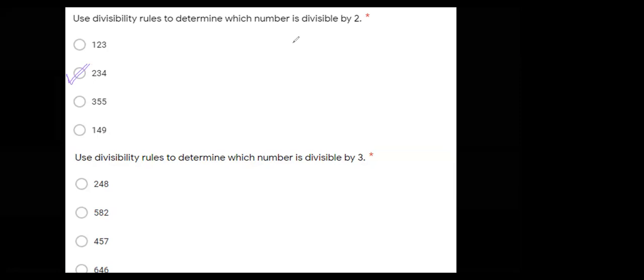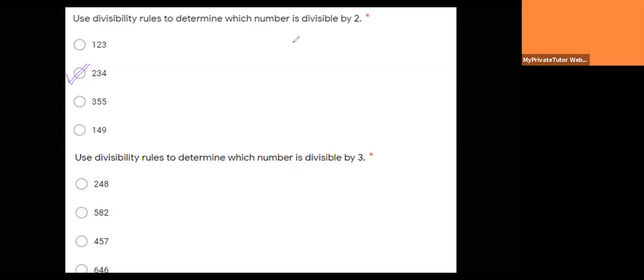582. Add the numbers, 5 plus 8 plus 2. It's 15. So 15 is divisible by 3. If you think of other numbers, even if we add, we won't get a sum we can divide by 3. That's a nice one. Very nice.